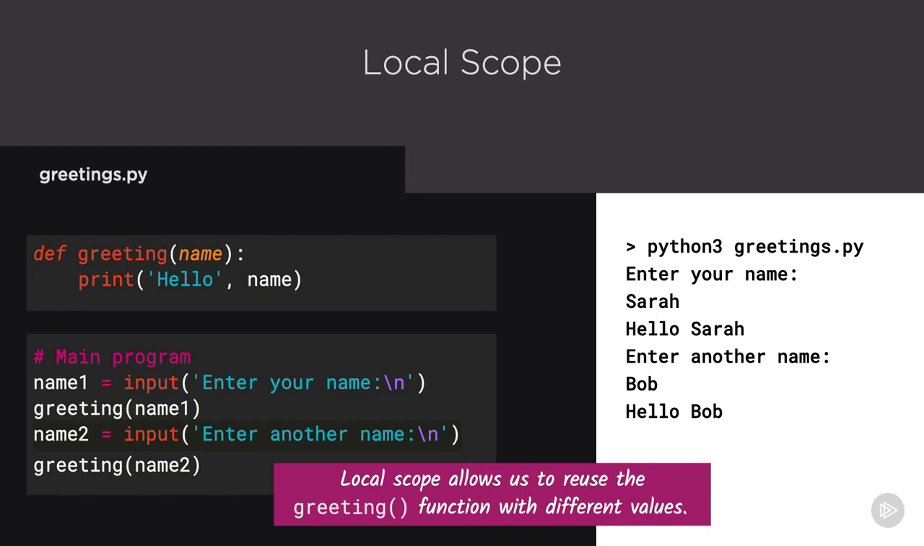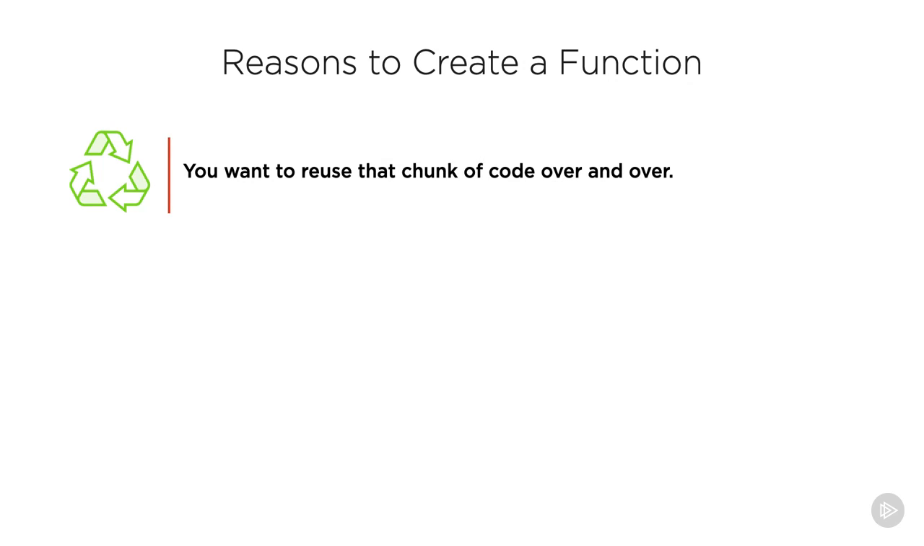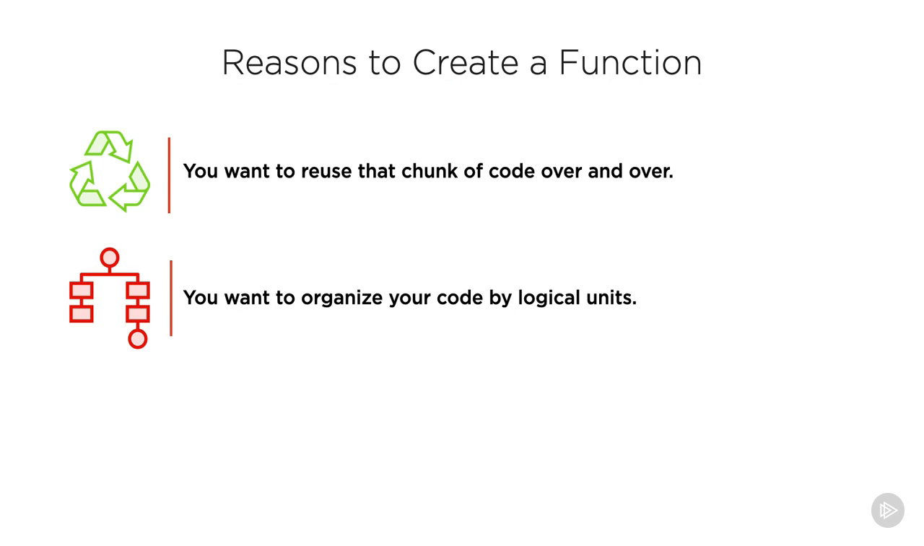So now things are a little easier to follow since local scope allows us to reuse the greeting function with different values. You may be wondering why we would bother creating functions, and there are two main reasons. One is you want to reuse a chunk of code over and over. We just showed how to reuse the greeting function for two different names. The greeting function may not be a great example because it simply calls the print function, but for longer functions, not having to copy and paste code over and over and simply call one function is much better. The second reason to create a function is to organize your code by logical units, which we'll look at next.